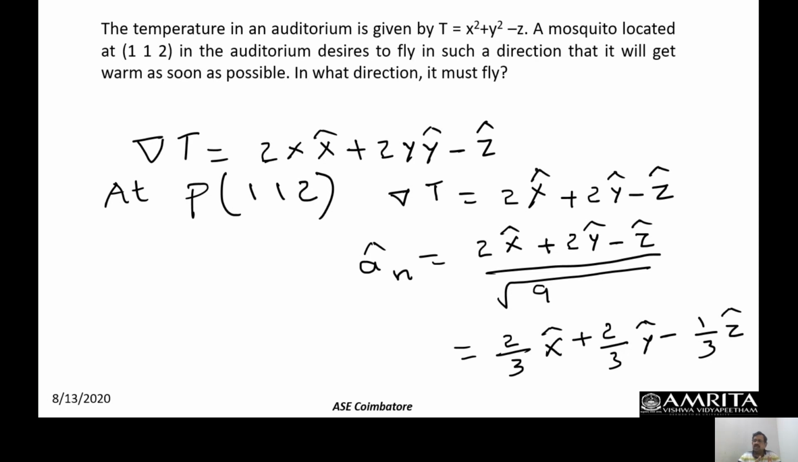The mosquito is in a cold position when it is located at (1,1,2). It decides to fly in a direction where it wants to get warm. So it will look around, it senses, and immediately it will try to go along that direction. Don't take it in the literal sense of whether the mosquito has got a brain and all these things. Rather, take it in the spirit of the problem, that the mosquito will try to fly in a direction where it will get warm as soon as possible. In what direction must it fly?